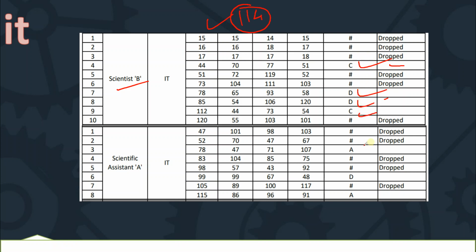Scientist B. In STA also, 1, 2, 3, 4, 5 questions are dropped and your STA paper is now 115 marks, okay? And there are only 3 changes. So again, because of these 3, definitely a little variation will be there in your final cutoff, right?